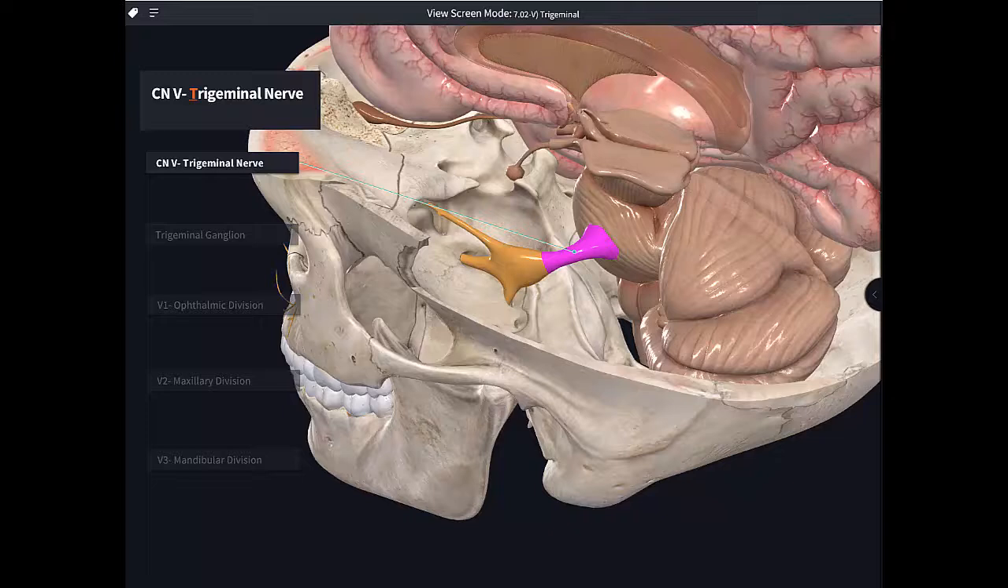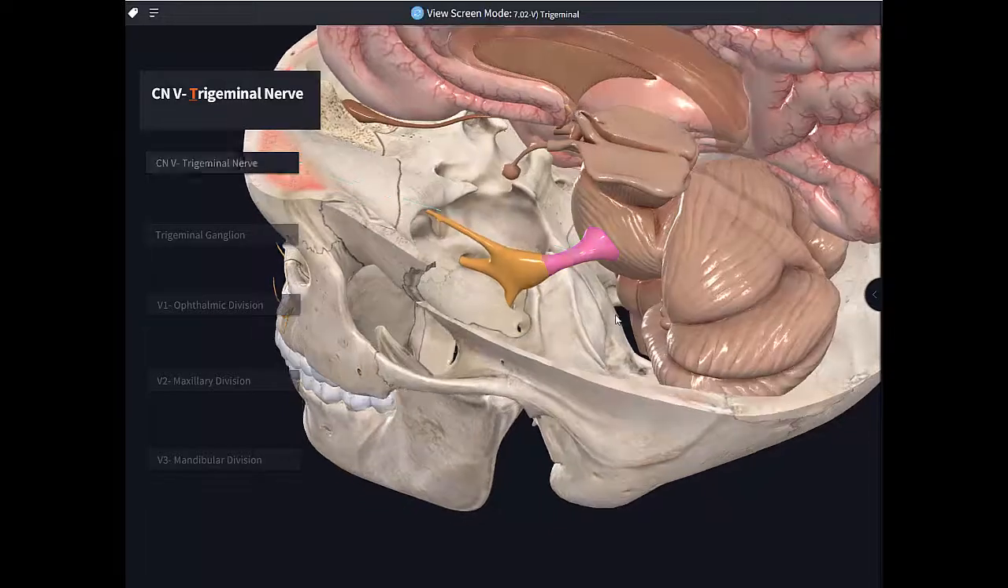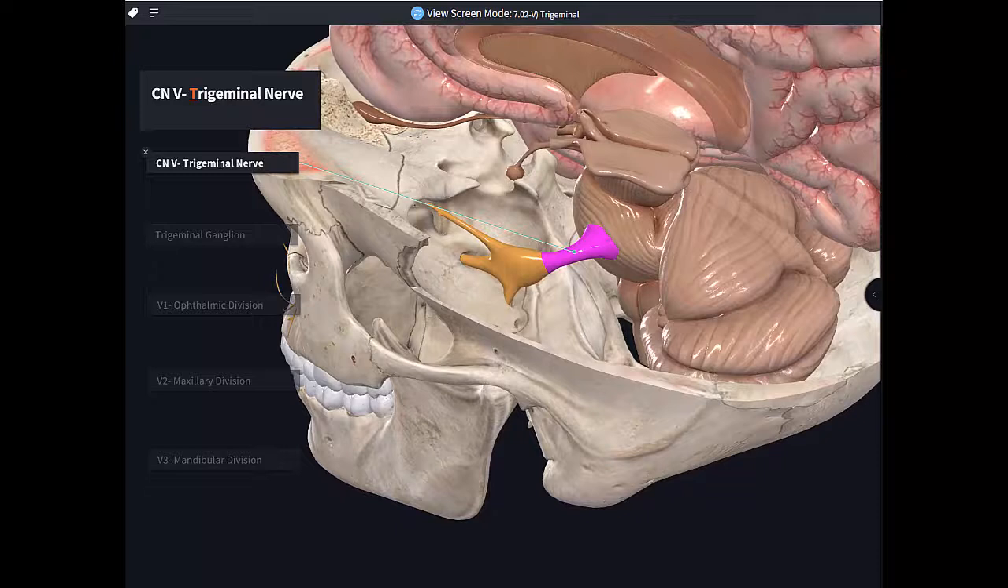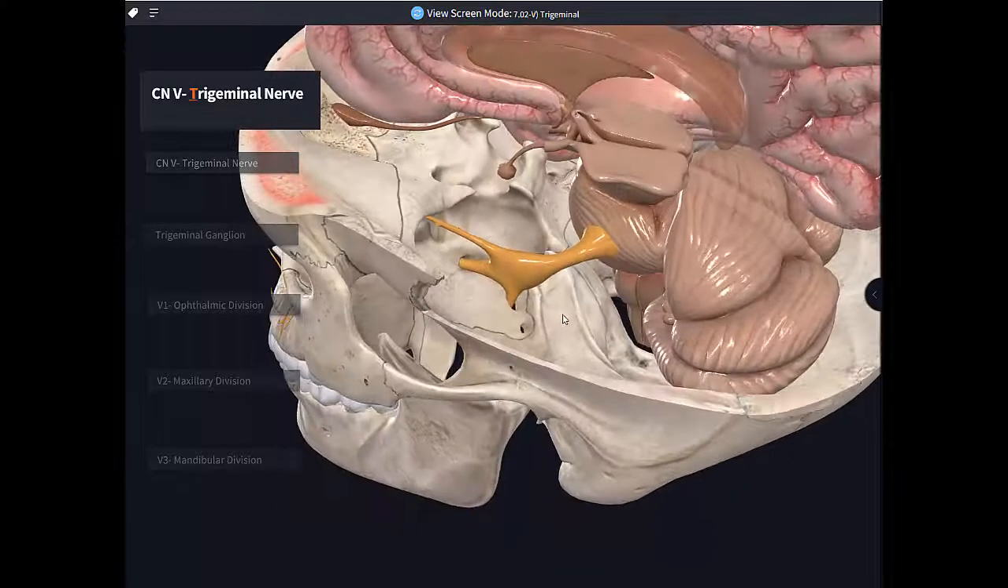Alright, so now we're going to be looking at a nerve that is a little bit more elaborate. This nerve would be the trigeminal nerve. The trigeminal nerve emerges from the lateral aspect of the pons back here. It actually has a large sensory root and a small motor root as well. They're not actually indicated on this model, but know that the trigeminal nerve both has sensory and motor components.